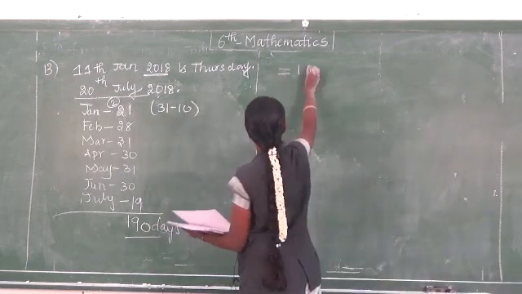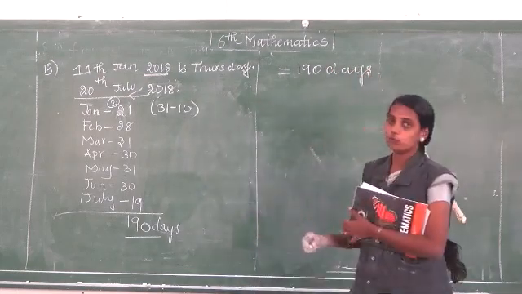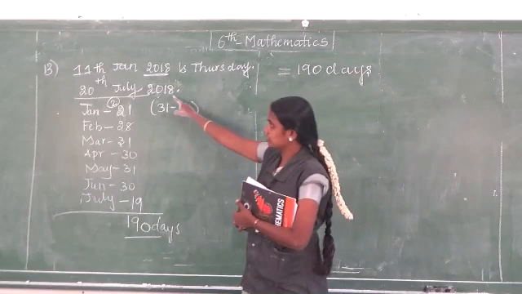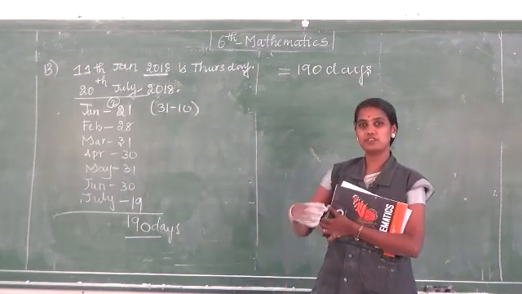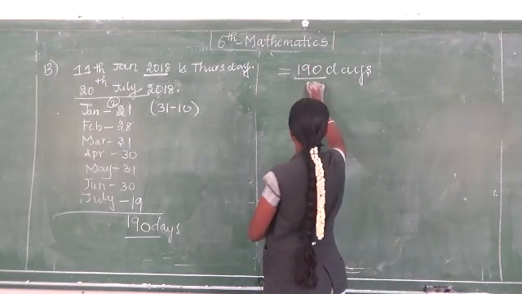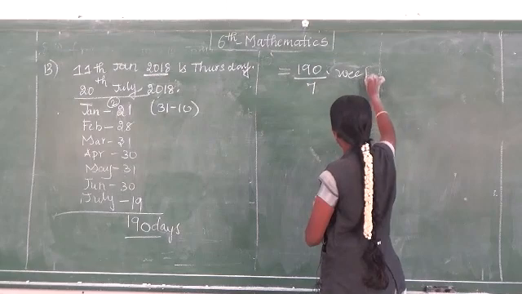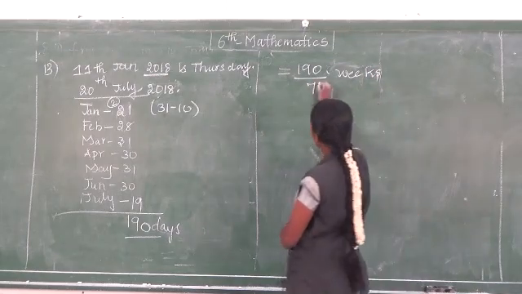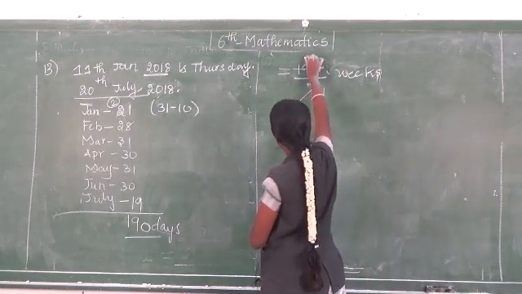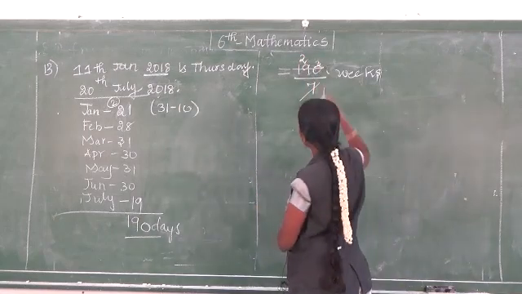In this 190 days, we have to find out what will be the 20th day. So find out how many weeks are there. For the weeks we have only 7 days. So convert into weeks. So 190 divided by 7. I am converting into weeks. 7 table. How many times? 2 times 14. Then remainder is 3.